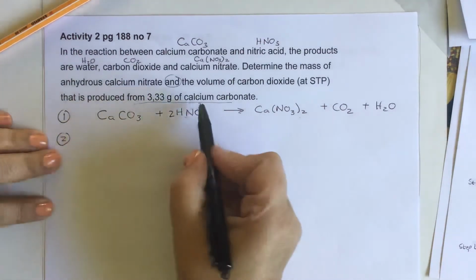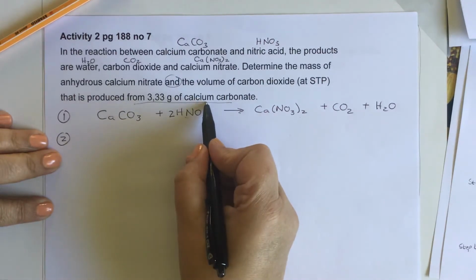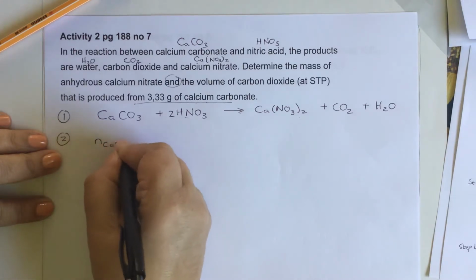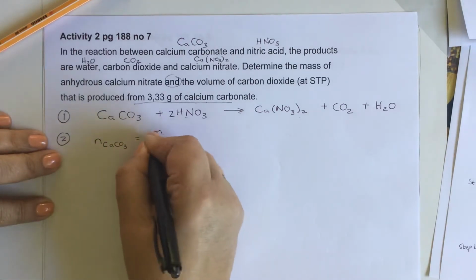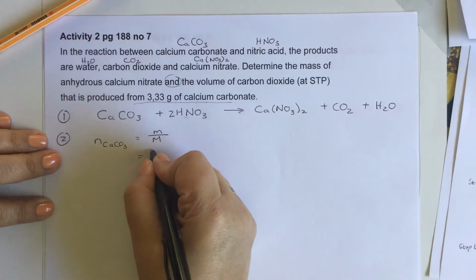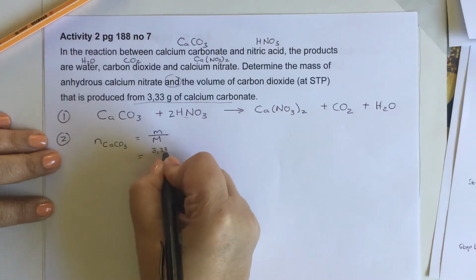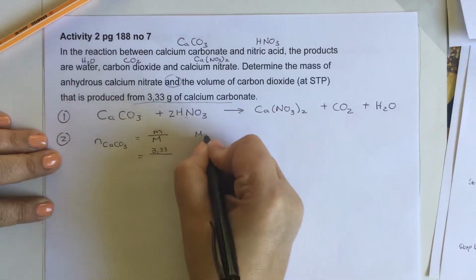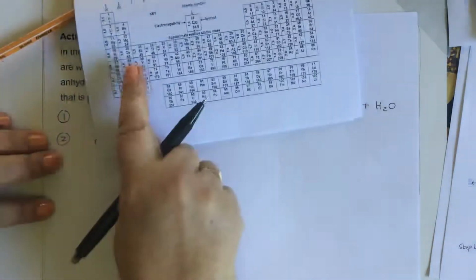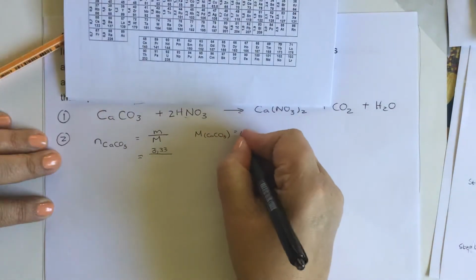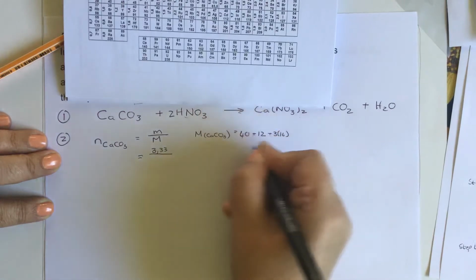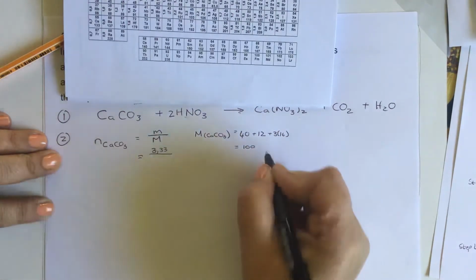Then we have to take what we were given and convert it to number of moles. So we were given calcium carbonate, that is our got. My number of moles of calcium carbonate is going to be mass over the molar mass of calcium carbonate. My mass is 3,33, and the molar mass of calcium carbonate: calcium is 40, plus carbon is 12, plus oxygen is 16. That works out to be 100 grams per mole.